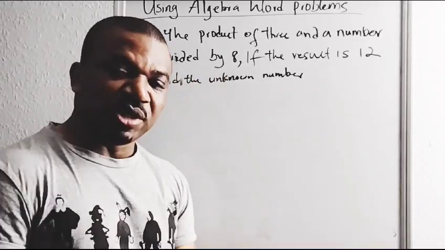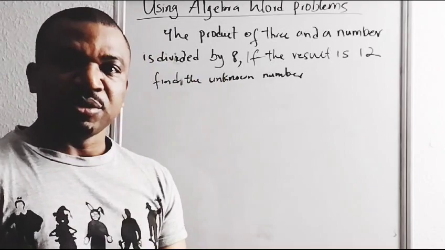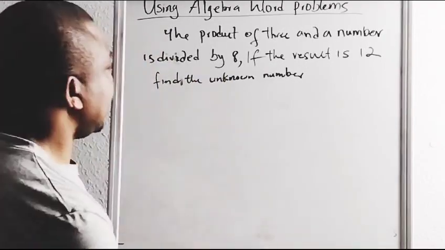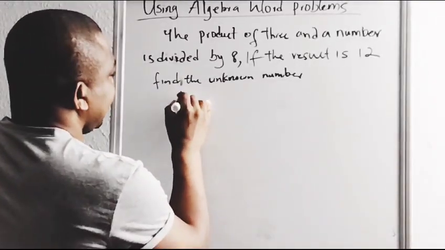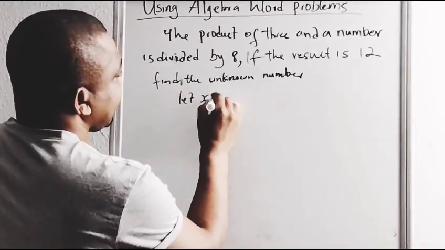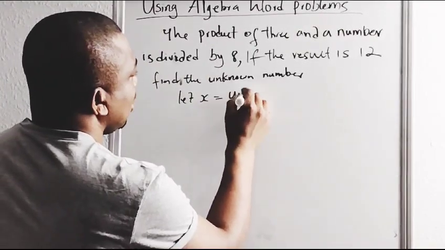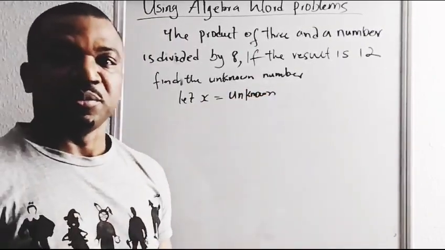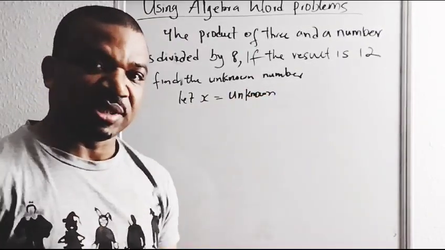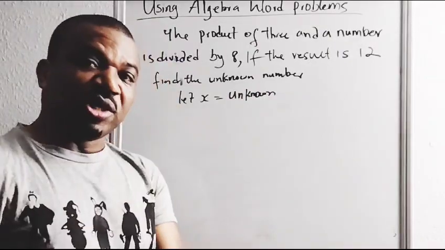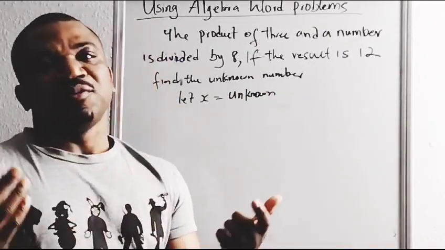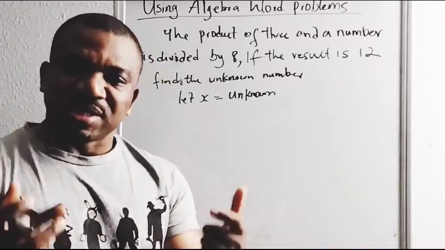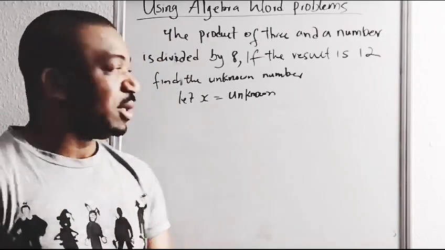The first thing you have to do is to use a variable to represent the unknown number, because it's not known. We have to solve for it. And let's say x is equal to the unknown that we are looking for, because we don't know it. So we have to use a variable to represent the unknown. So the first thing you have to do is to write out the equation. And this is where a lot of students encounter challenges, writing out the equation to solve the word problem.